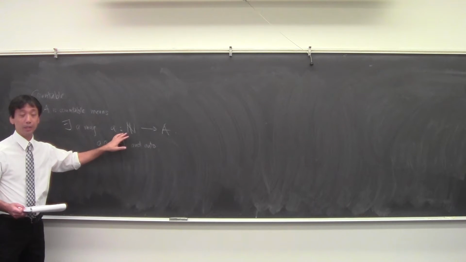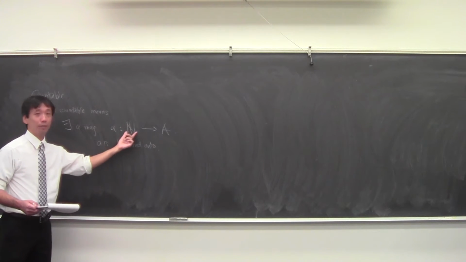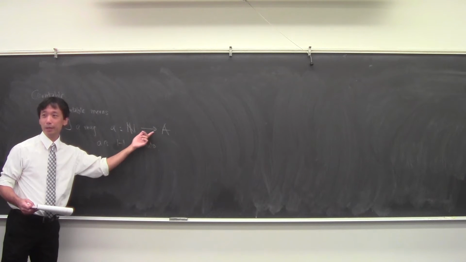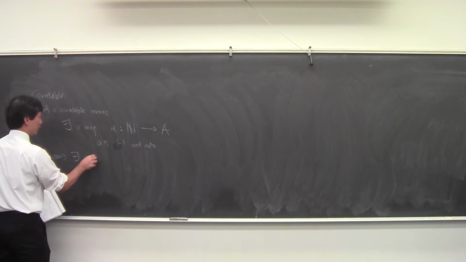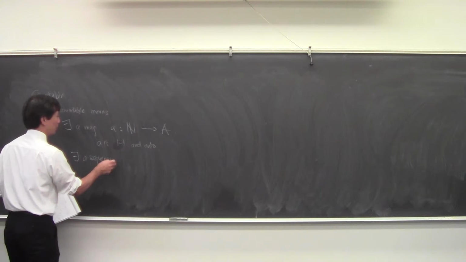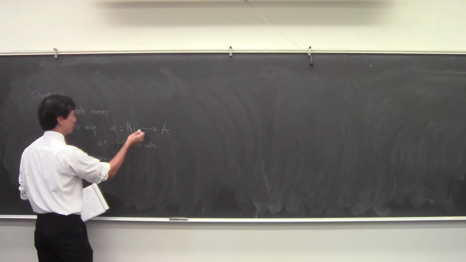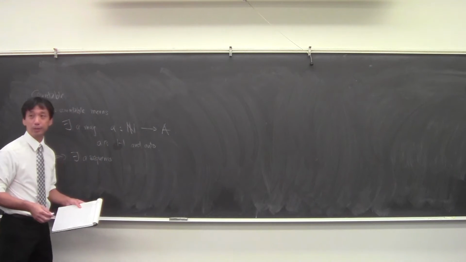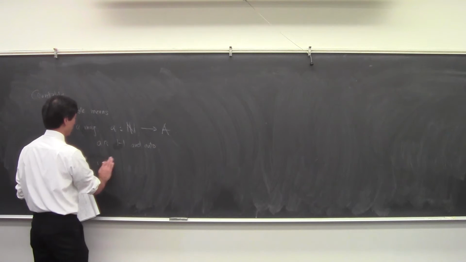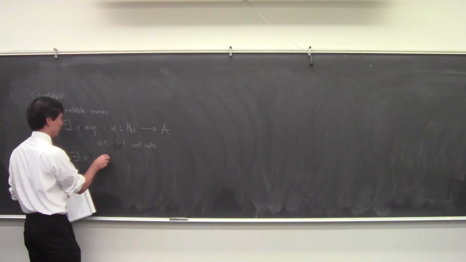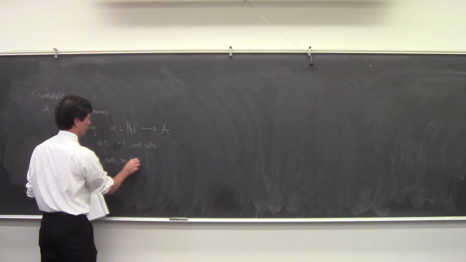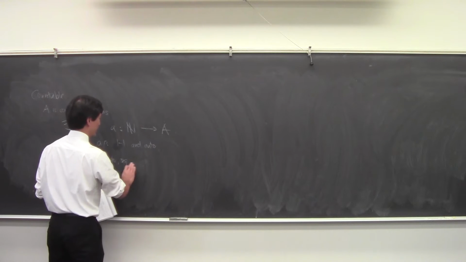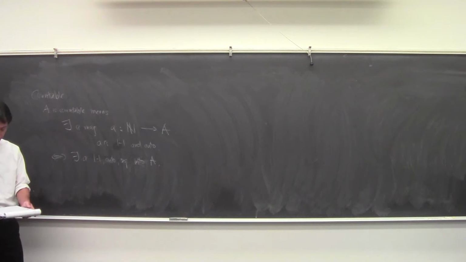Remember what a sequence is. A sequence is just a map from N into some other set. So it's the same thing as saying that there exists a one-to-one onto sequence into A.